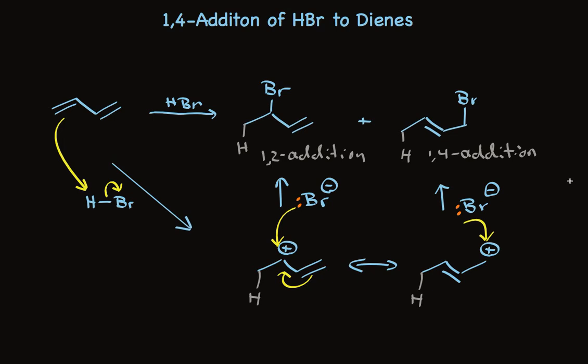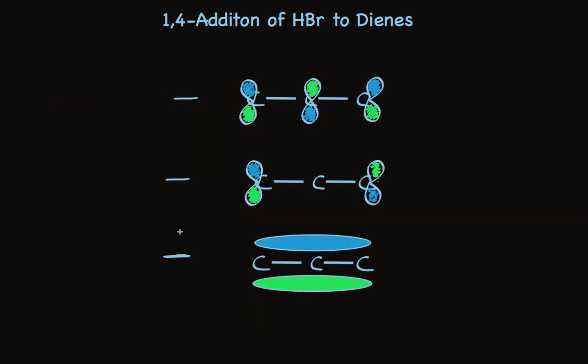MO theory leads us to the same conclusion. The allylic carbocation has 2 electrons. They're in pi 1, the bonding MO, and the positive charge is in pi 2, the non-bonding MO. This non-bonding MO looks like the middle graphic here, so we see that the positive charge is at the ends of this pi system and never in the middle. So bromide will react at the ends of this allylic system.